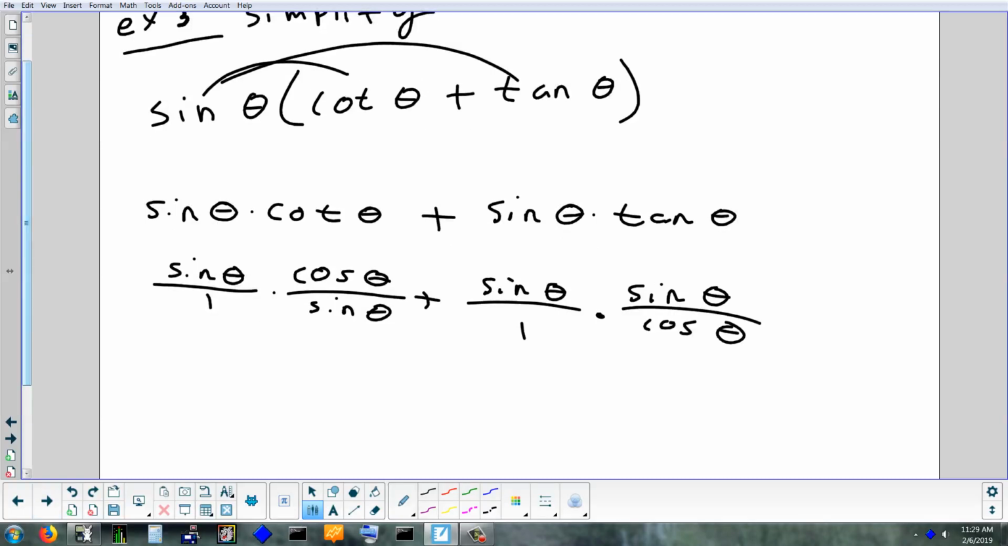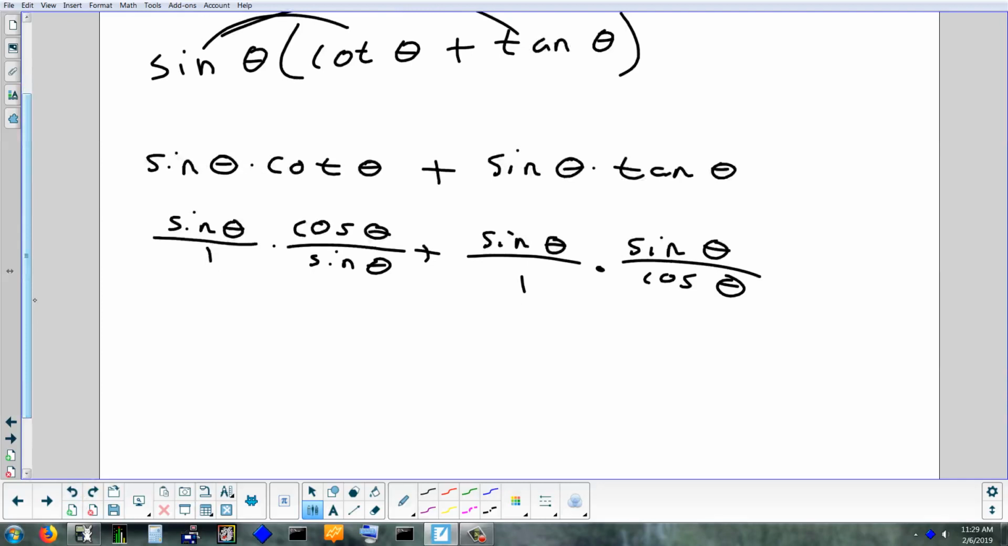Now, I see a lot of things that are in the top and the bottom that are the same. I see a cosine here and a cosine here. Can I cancel them? No, why? It's addition. You can't cancel across an addition or subtraction sign. You can cancel across a multiplication. So is there anything here we can cancel? What can we cancel? Yep. The two sines. Yeah, you can cancel those, that's fine.